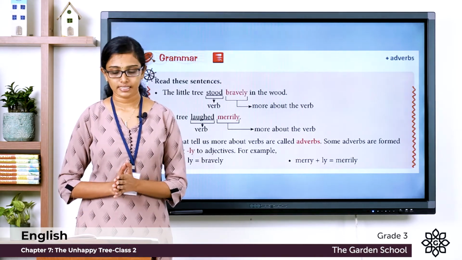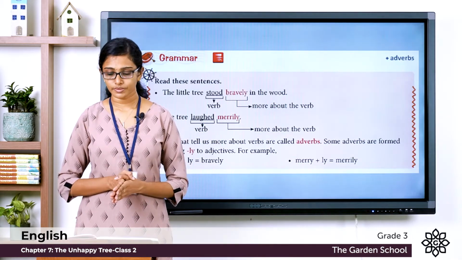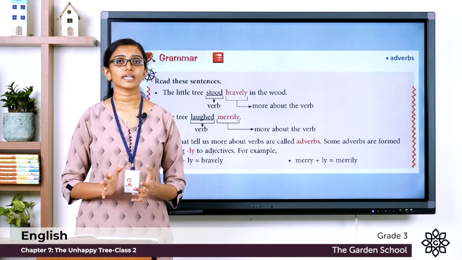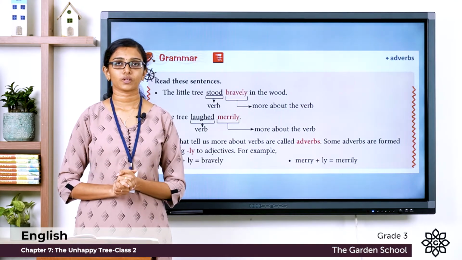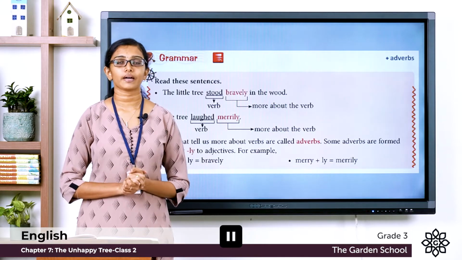Now in the following exercise, you are asked to change the adjectives to adverbs. 6 adjectives are given there. You have to change them into adverbs by adding ly. You do this as an exercise now. Please pause the video, finish it and come back.